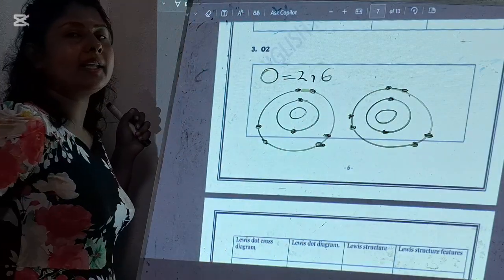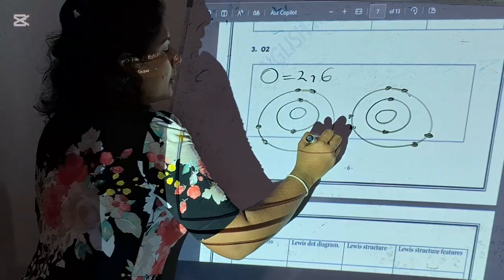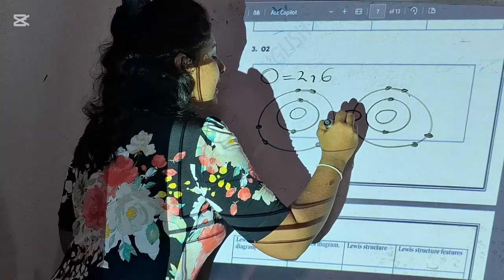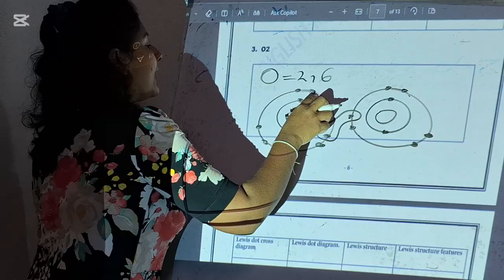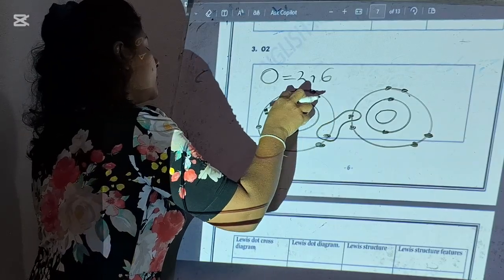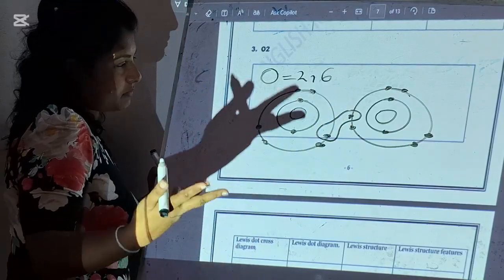So how to make the covalent bond? Take this electron and another electron of another oxygen, the next oxygen. So shall we calculate the last shell electrons? 1, 2, 3, 4, 5, 6, 7. 7th. Not complete.